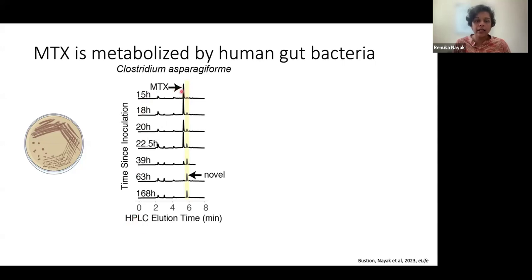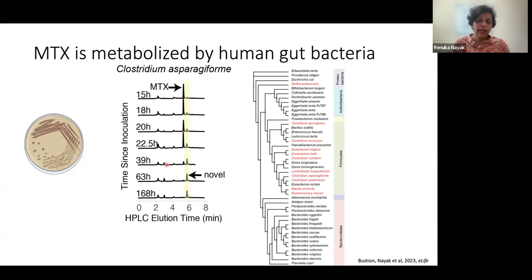So methotrexate here is this black peak. And over time, what you can see is that that is decreasing. And there's this other peak that's increasing over time. And so this data suggested that C. aspergiforme can metabolize or transform methotrexate, okay? And that's kind of as far as we can go with HPLC. I don't know what that compound is, okay? But we can do this for multiple organisms, and that's what we did.